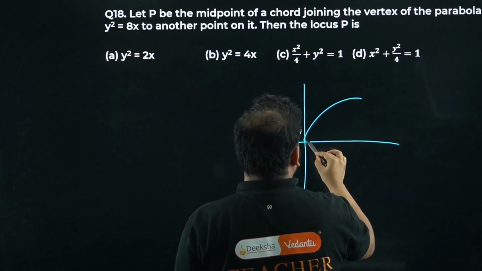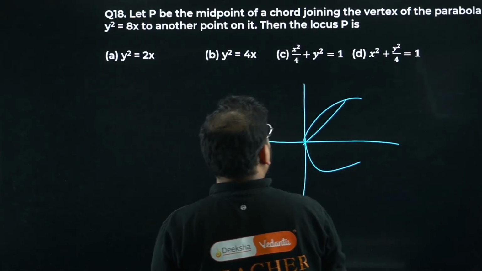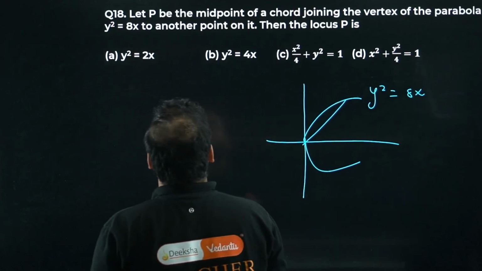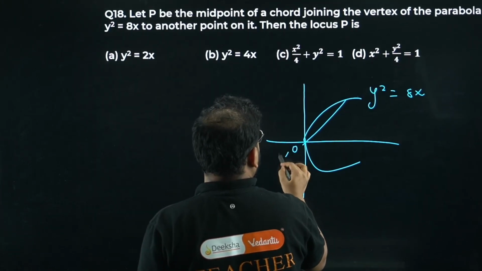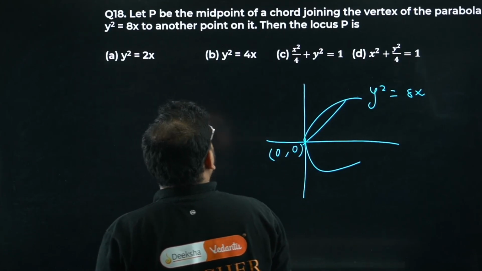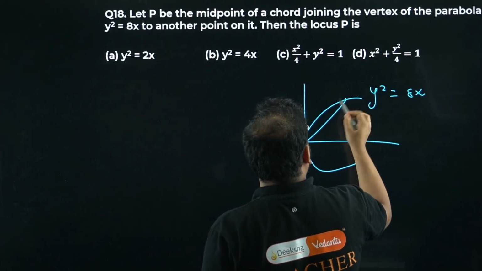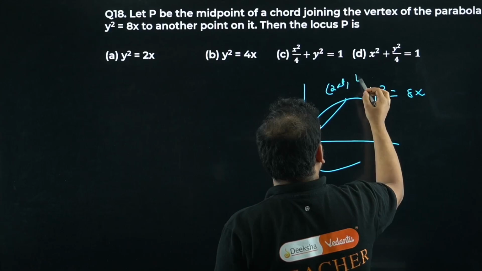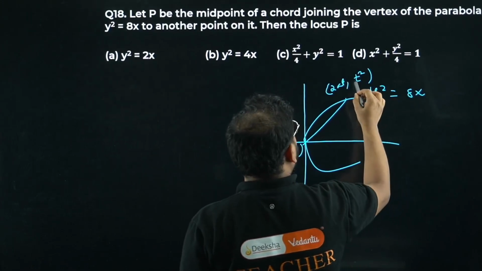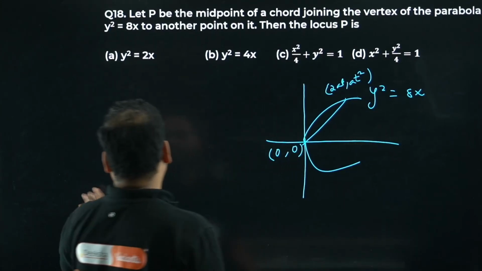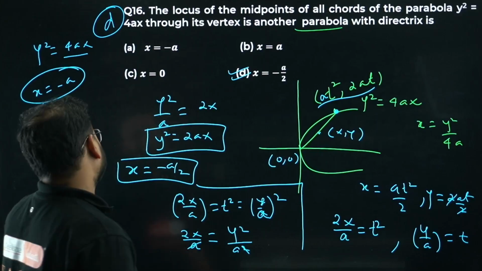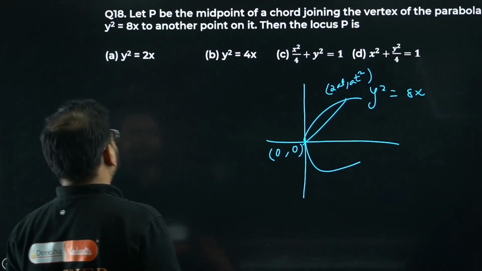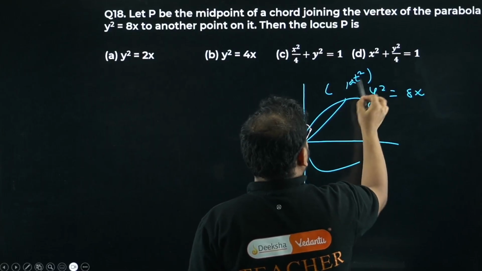Okay, they're saying this is the chord. The parabola is given as y square equals 8x. This is the chord, and this is the origin, the vertex, (0, 0). Some point, I can write here the same thing, (at square, 2at). Please check, we have t square, no? What was it? I just wrote it wrong, (at square, 2at).